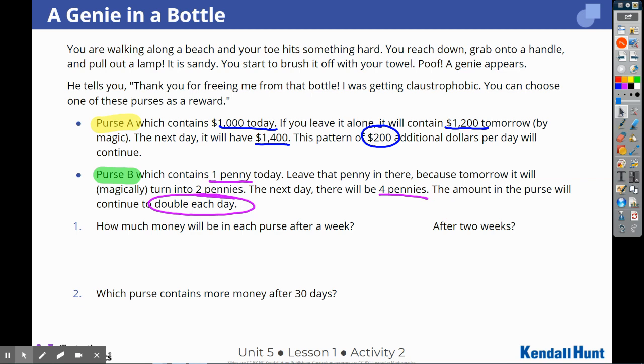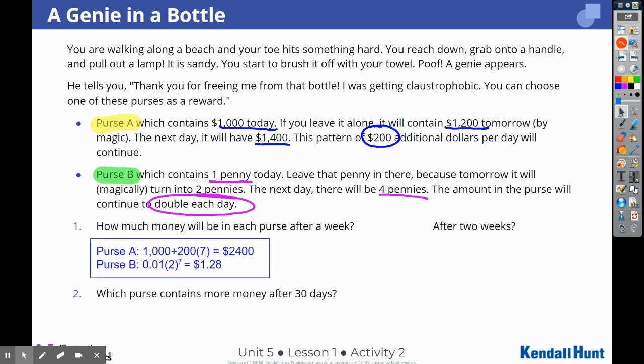Well, since we know that purse A is gaining $200 every day, we're going to start out with 1,000. So we're going to have $1,000 plus 200, and we're just going to multiply that value by 7. So 1,000 plus the 200 times 7 days is going to give us $2,400.